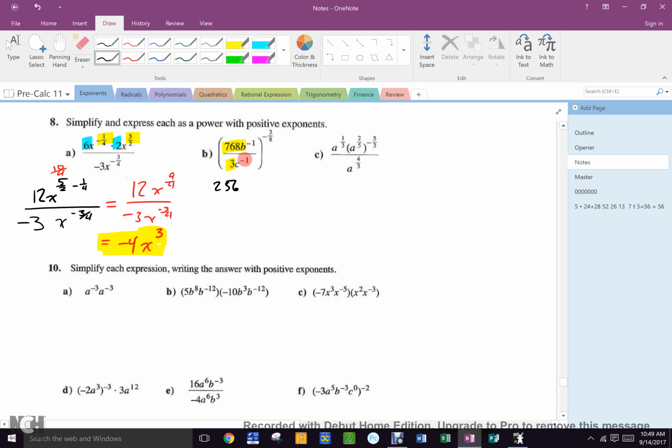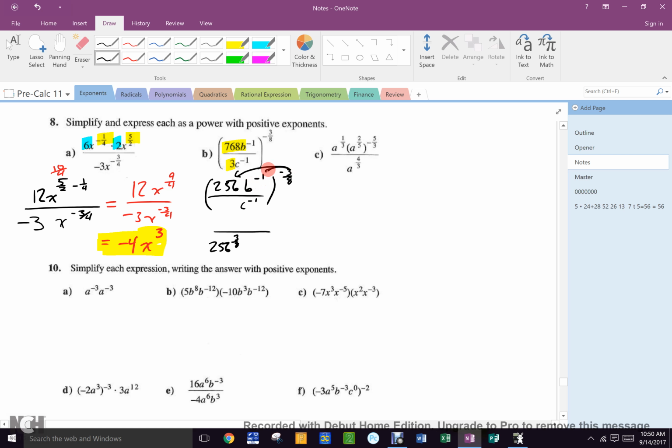Why? They're different bases. So b to the negative 1 over c to the negative 1. Now all of that is to the negative 3/8, right? Where does that negative 3/8 go now? Goes to everything, right? Okay. So it goes to 256. Now 256 has a negative exponent, so where does it go to live? To the denominator, 256 to the positive 3/8.